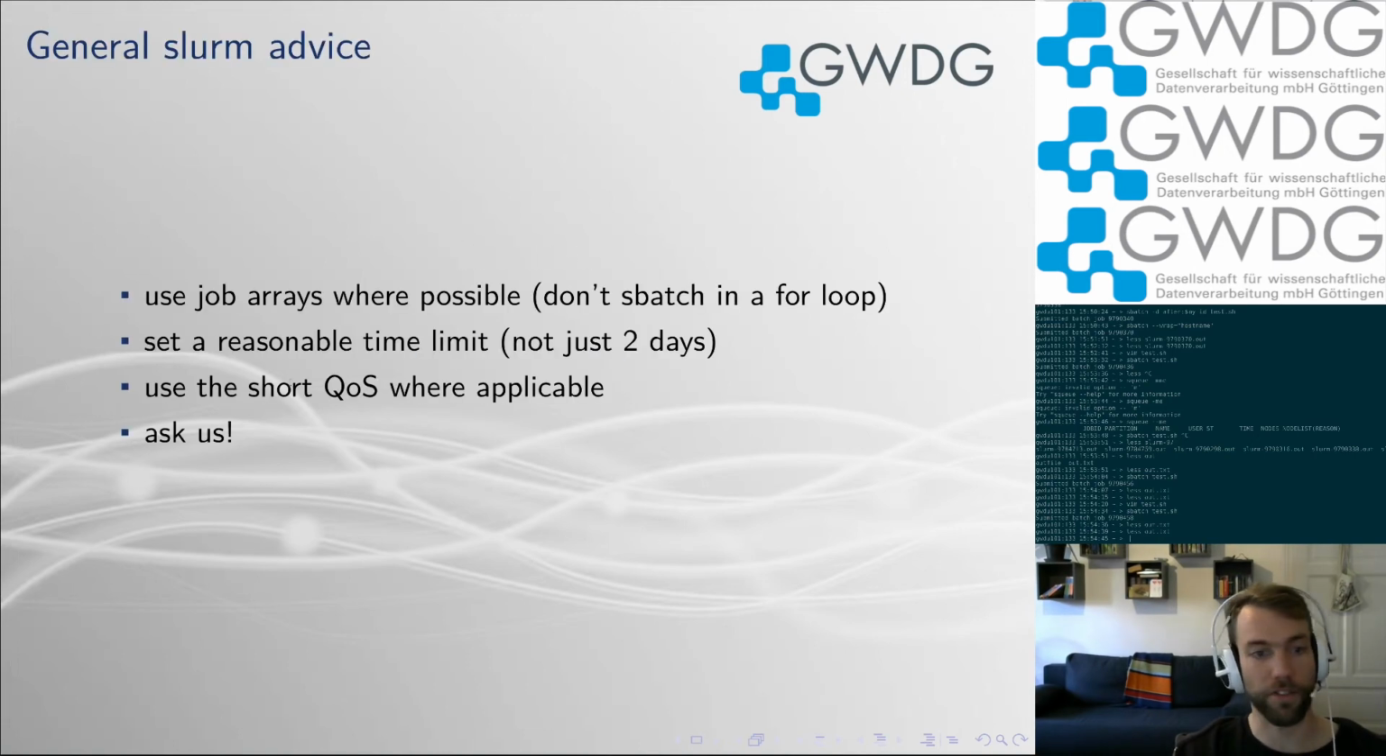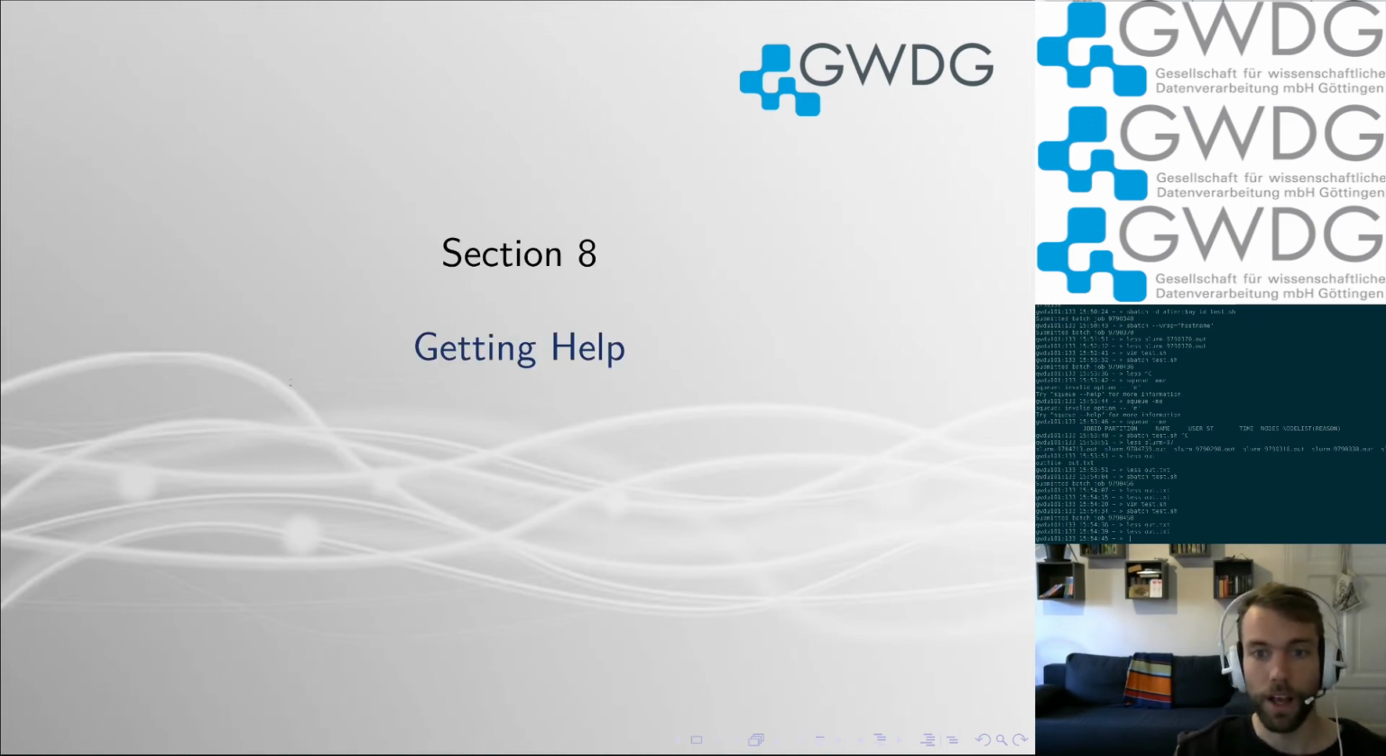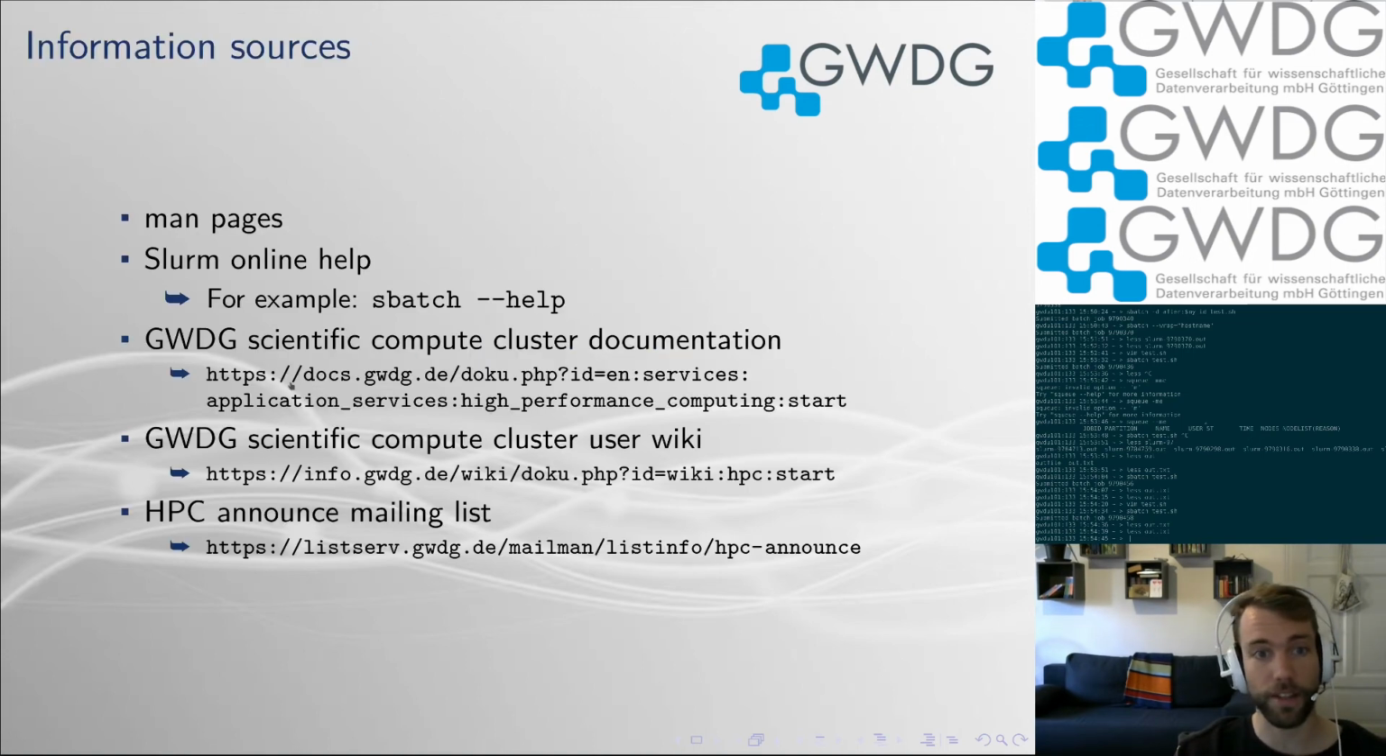And with that, the question is now obviously, how should I ask you after this course? This is section 8, getting help. The first thing you can take a look at is the man pages. They are quite extensive. Then there's the online help. Online in this case, not the website, but on the cluster itself. For example, sbatch --help displays some tourist information about how to use it.